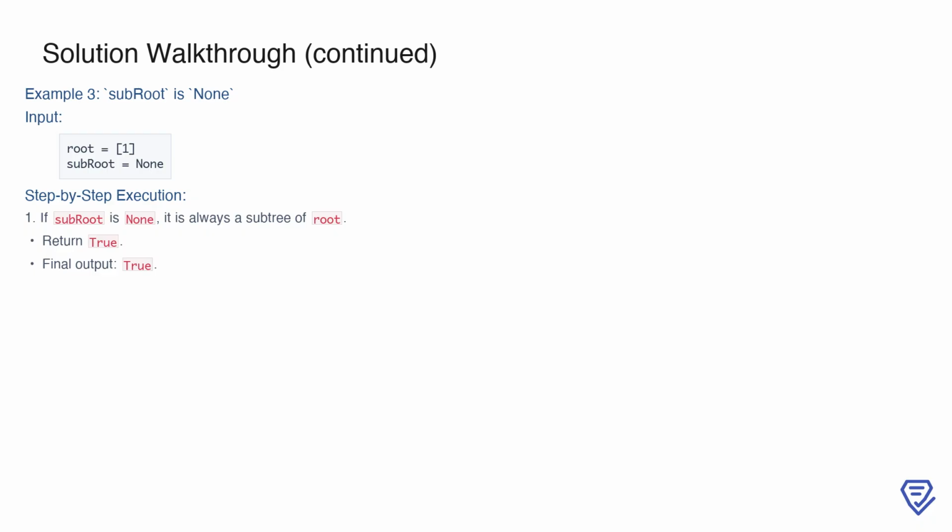In the final example, the root tree is 1 and the subroot tree is none. Here, we follow the rule that if subroot is none, it is always considered a subtree of any root tree. This is because a none tree can trivially fit anywhere within another tree. Therefore, we immediately return true for this case. The final output for this example is true.